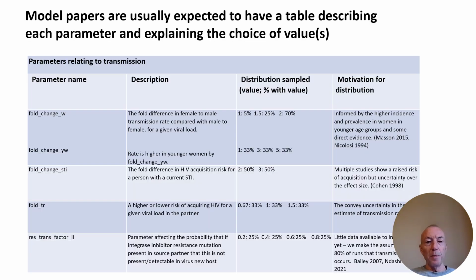Now, model papers are usually expected to have a table somewhere describing each parameter and explaining the choice of the value or the choice of values that were being used. So, for example, this is just an excerpt from a modelling paper of our own, where you can see, amongst a very long list, names of some parameters in the first column, a description of what they represent, and then the values. And you can see in this case we have a discrete distribution sampling from different values, and then the motivation and, if applicable, references which support the choice of values.